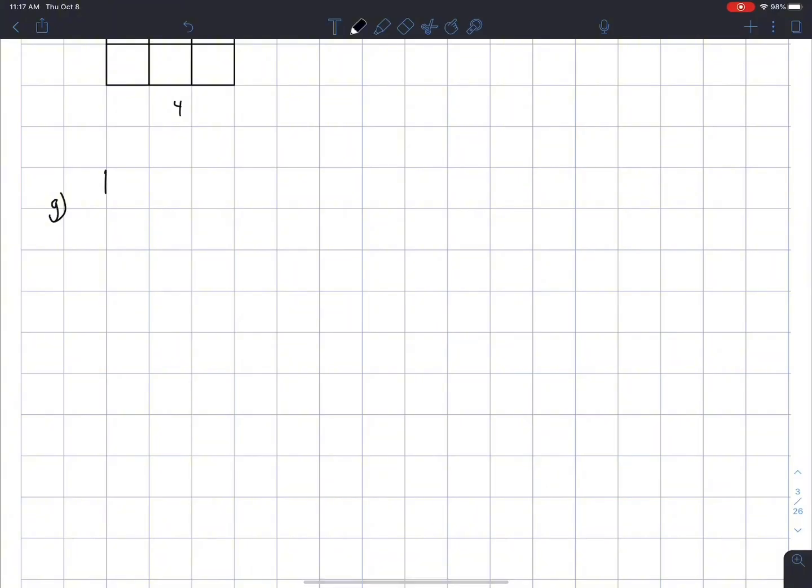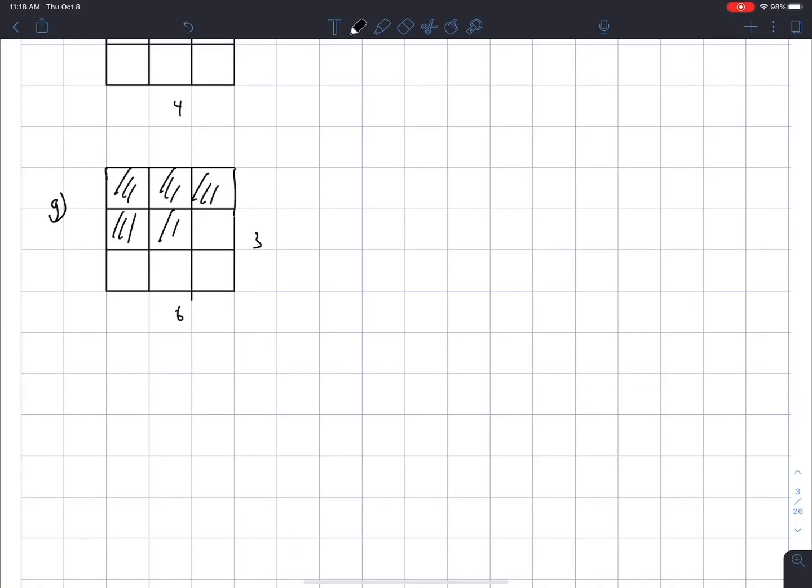G. Area is 6 times 3. Area of the total rectangle times 6 out of 9 of the little rectangles being shaded. So 6 times 3 is 18. I can put this as 18 over 1 times 6 over 9.